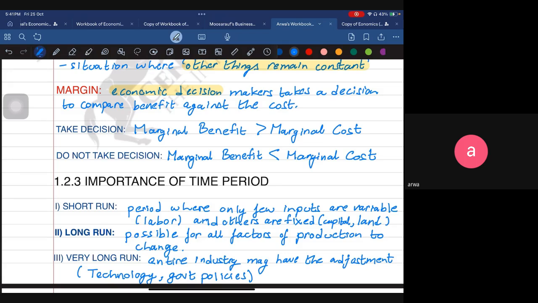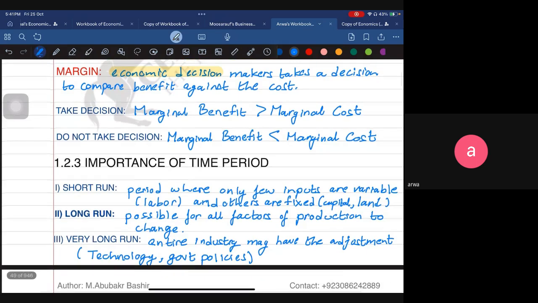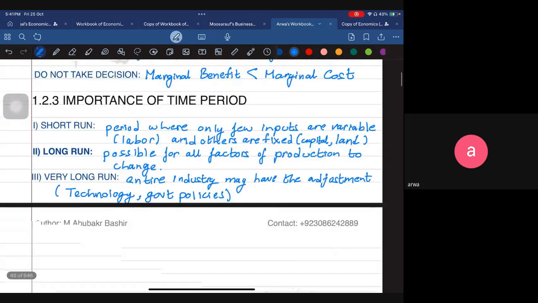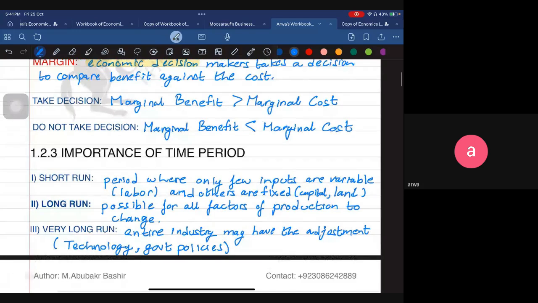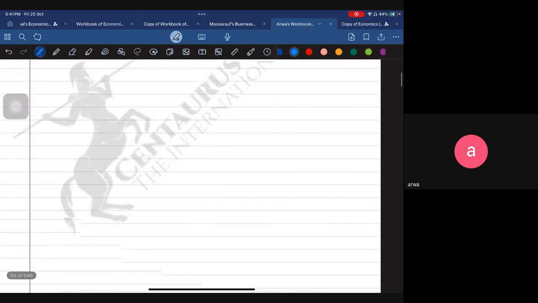Okay, sir. So we are done with this chapter. These are very short chapters. The starting chapters are very short, but when you come up to 2.2 and 2.3, 2.2 is basically about demand, where you will talk about price elasticity of demand, income elasticity, cross elasticity. Those chapters are a bit lengthy.